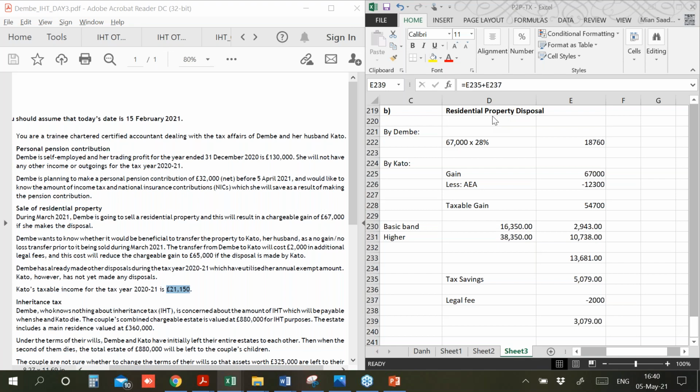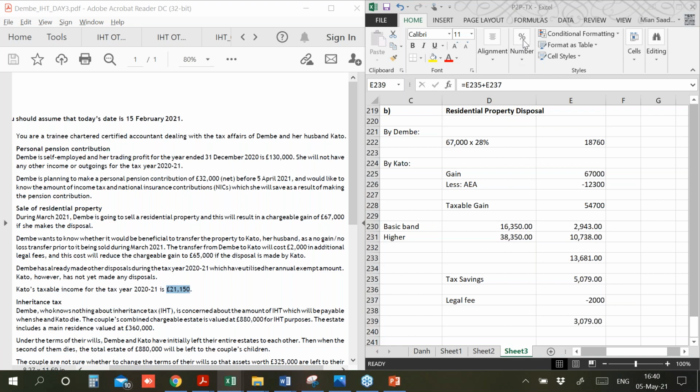So guys, will the cost increase or no? It will increase, guys. Why? Because between spouses, we assume that the asset is transferred at a cost. So the asset was basically worth 67. By transferring it to Cato, its cost has increased by 2000 because 2000 is the incidental cost of disposal.